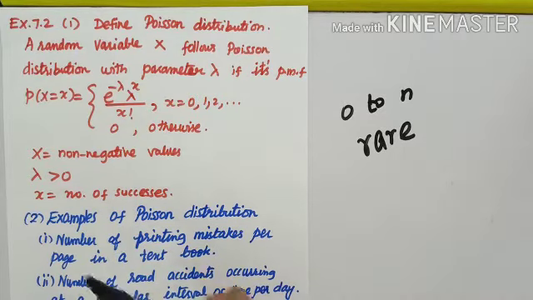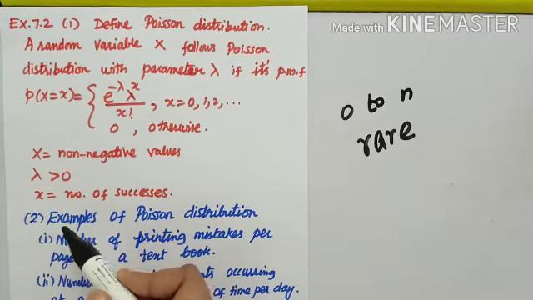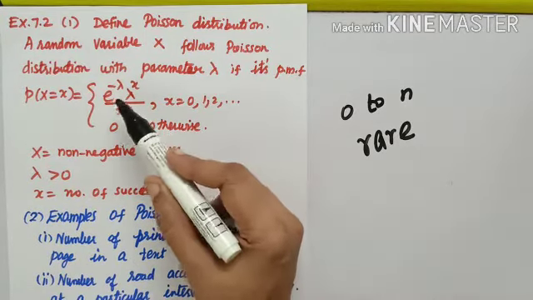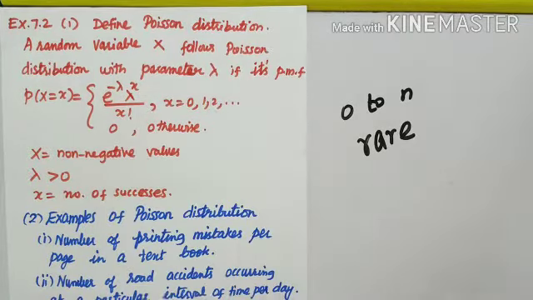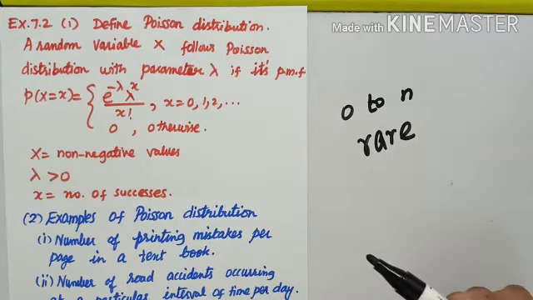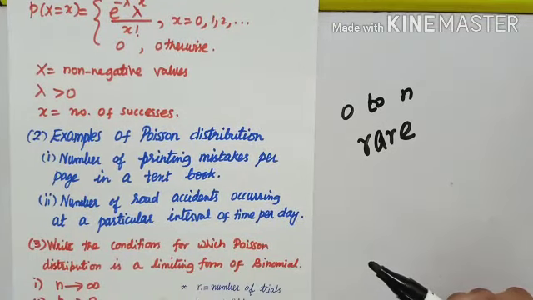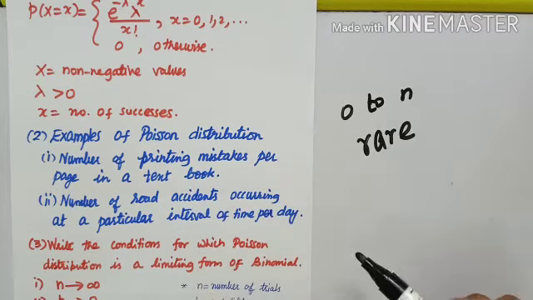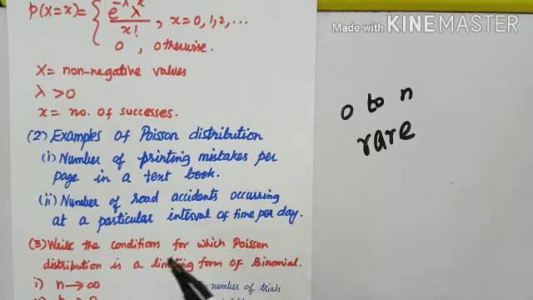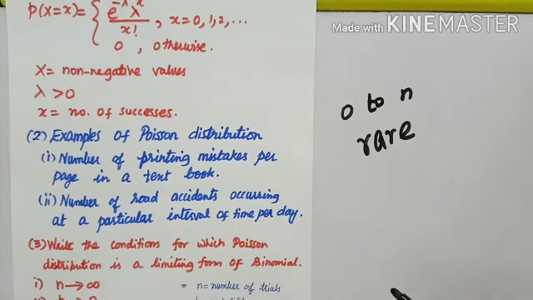As usual, x represents number of successes. So, in Poisson distribution problems, number of defectives, number of mistakes, number of accidents, we call as x. So that we mean e^(-lambda) lambda^x / x! gives us the probability. Examples of Poisson distribution, as already discussed, at least be familiar with 2 examples. Number of printing mistakes per page in a textbook. Number of road accidents occurring at a particular interval of time per day.